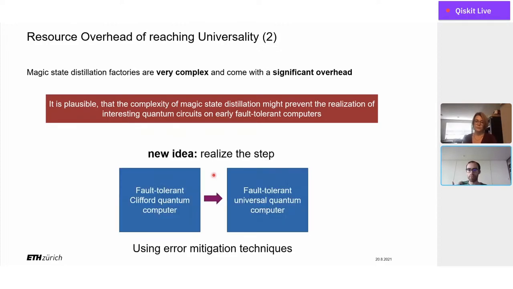So the idea that we present in our research work is basically to realize this last step, right? The step of going from a fault-tolerant Clifford quantum computer to the fault-tolerant universal quantum computer, using quantum error mitigation. So we don't need to use any of these magic state distillation factories. We don't need to have all this complexity and overhead. Instead, we use error mitigation in order to reach this last step, which hopefully should be much more hardware friendly.